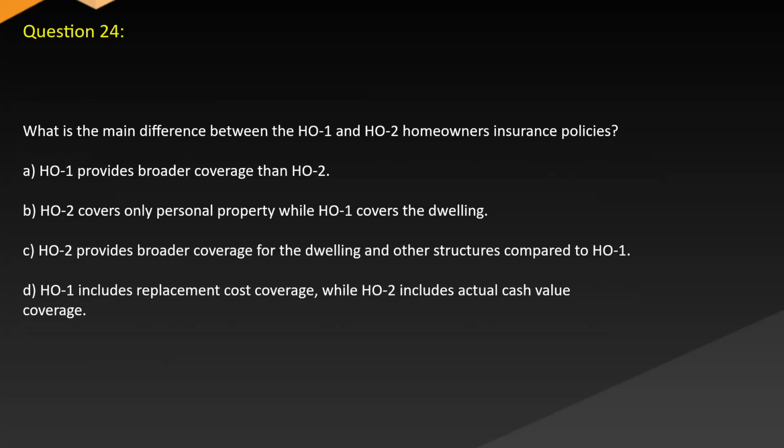Question 24. What is the main difference between the HO1 and HO2 homeowners insurance policies? A. HO1 provides broader coverage than HO2. B. HO2 covers only personal property while HO1 covers the dwelling. C. HO2 provides broader coverage for the dwelling and other structures compared to HO1. D. HO1 includes replacement cost coverage while HO2 includes actual cash value coverage.